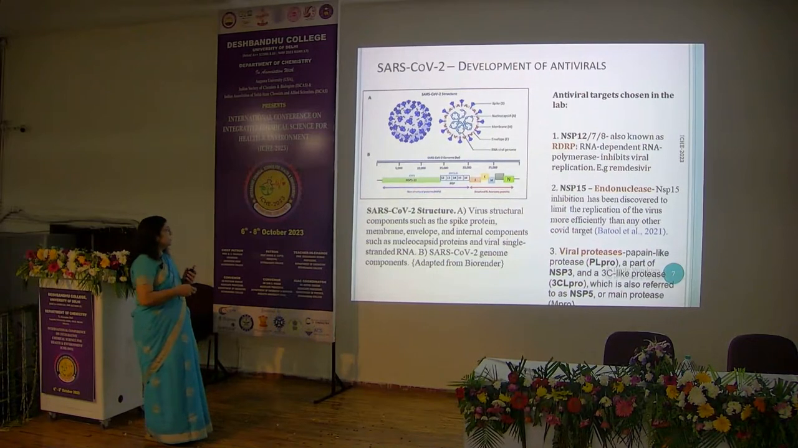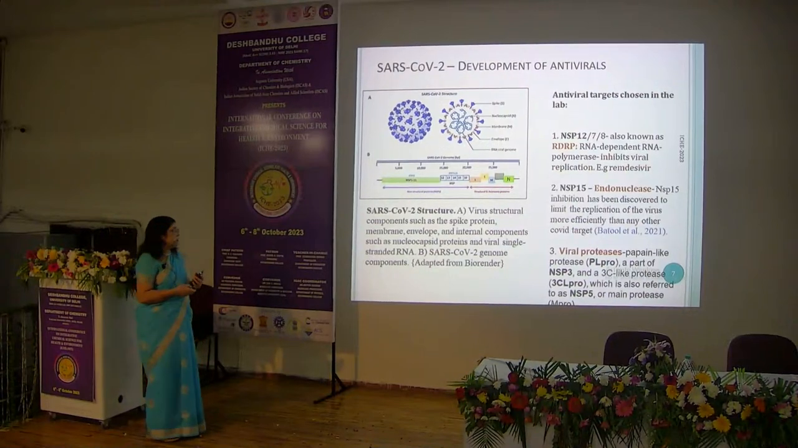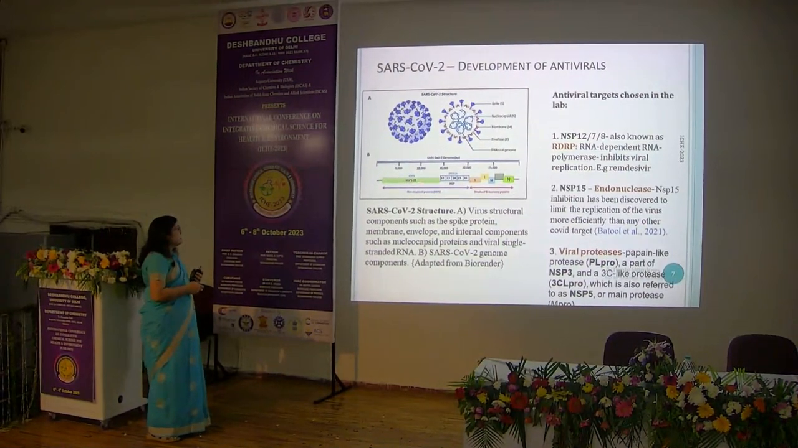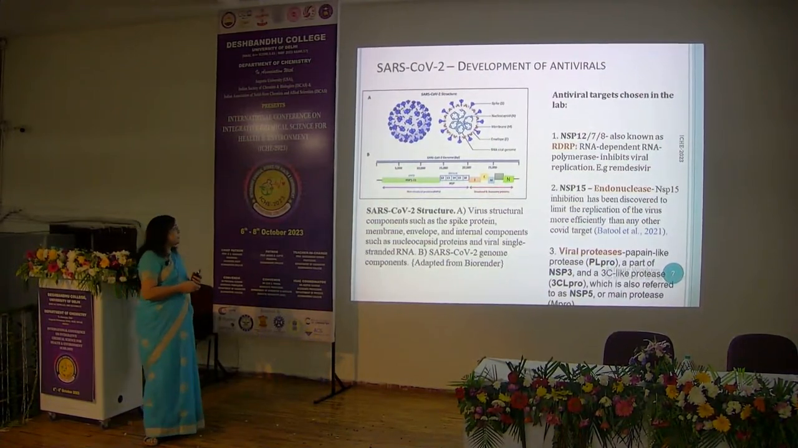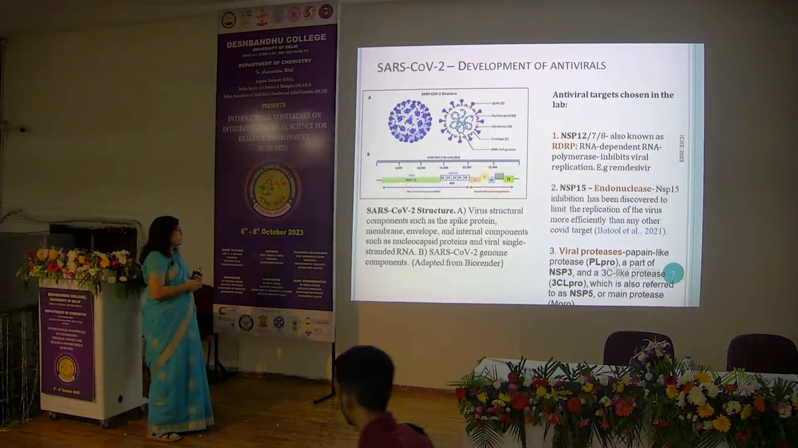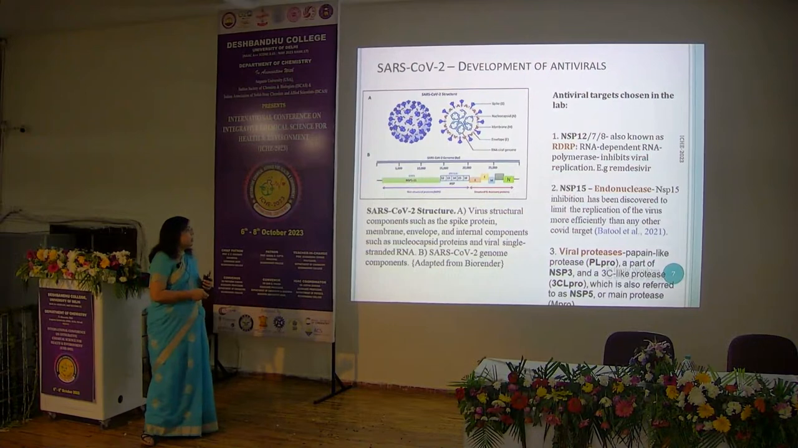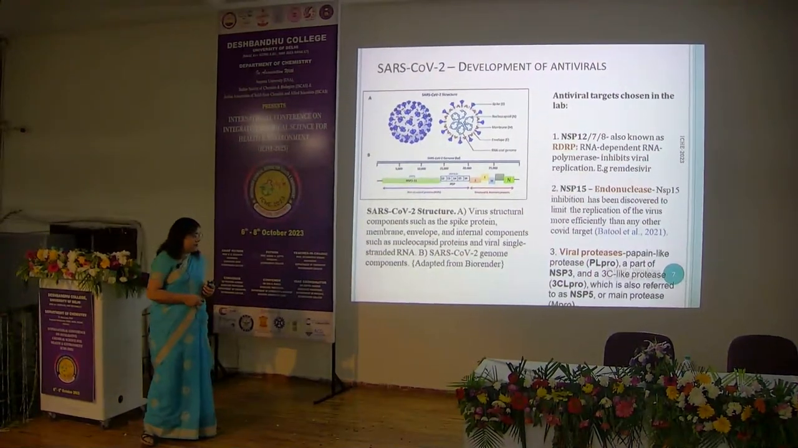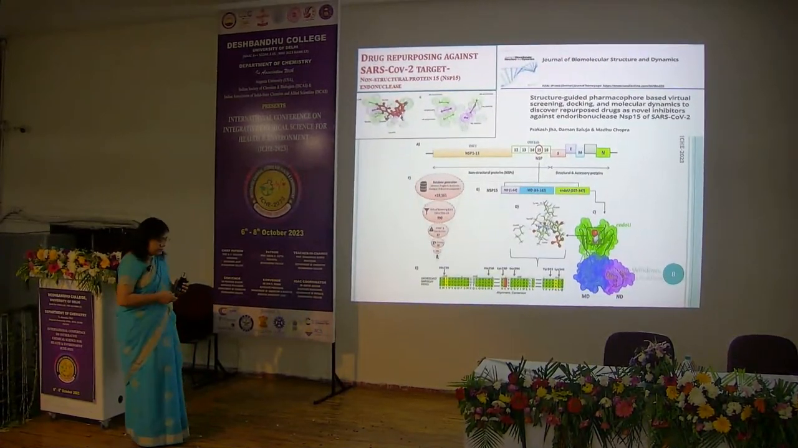For those with a little biology knowledge, they know that this SARS-CoV-2 virus has several non-structural proteins, which are expressed and are vital for the organism to survive. So we picked three targets, for example NSP12, NSP15, as well as NSP3 and 5, which are important viral targets like RdRp or endonuclease, as well as the viral proteases. So this started with the design of the pharmacophore.